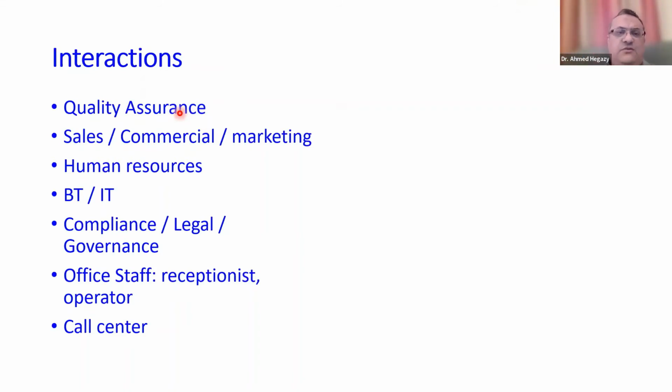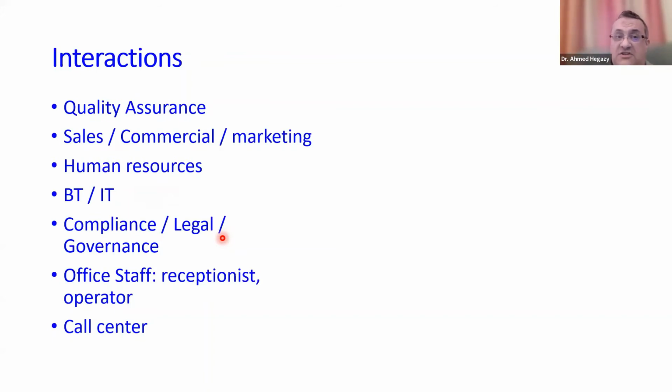If there is a medical device or something and there is a complaint, do you communicate with sales or commercial or marketing people, if you work in a place that has sales people and you would like to promote a product? How do you deal with the HR, who joined and who left? How do you deal with the business or IT about the servers, the backup, the access, the confidentiality, how do you interact with them? How do you interact with the compliance or legal or governance department if they have new standards that you or your team have to follow?